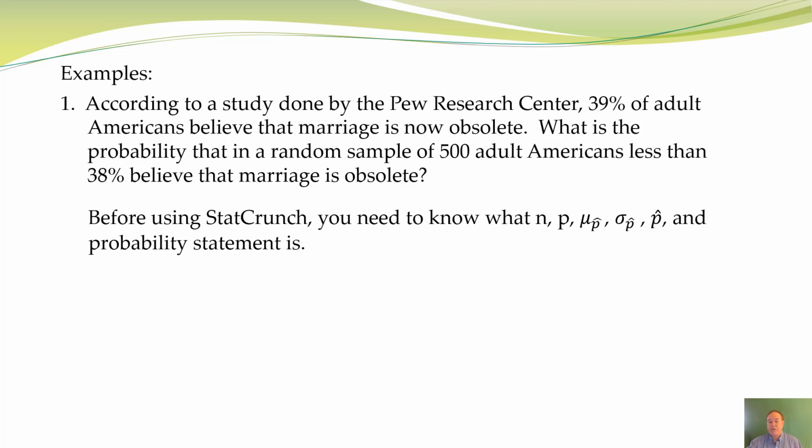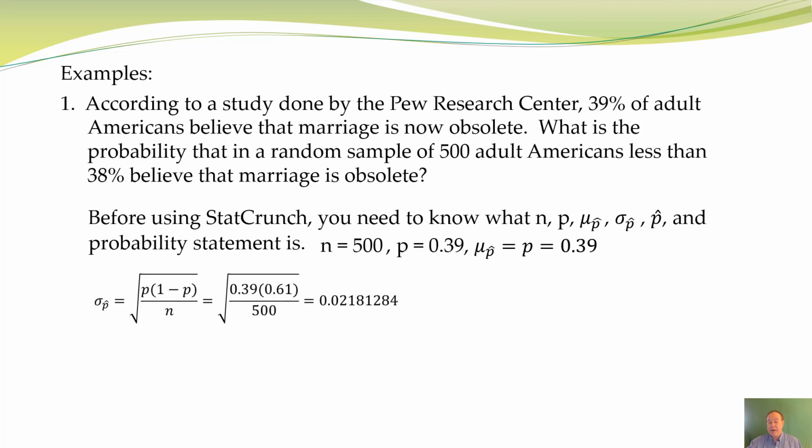So let's gather the information first. n is the sample size, which in this case is 500. p is the probability of success, which is 39%, 0.39. Now, mu of p hat is going to equal p, which is 0.39. Sigma of p hat is going to be the square root of p times 1 minus p divided by n. So that's going to be 0.39 times 0.61 divided by 500. So we get 0.02181284, which we got earlier. And now we want p hat. P hat is 0.38. That's the 38%.